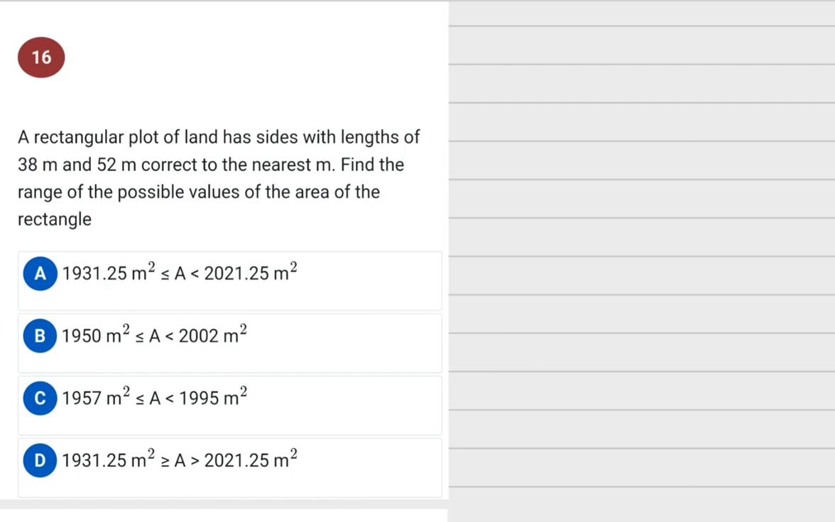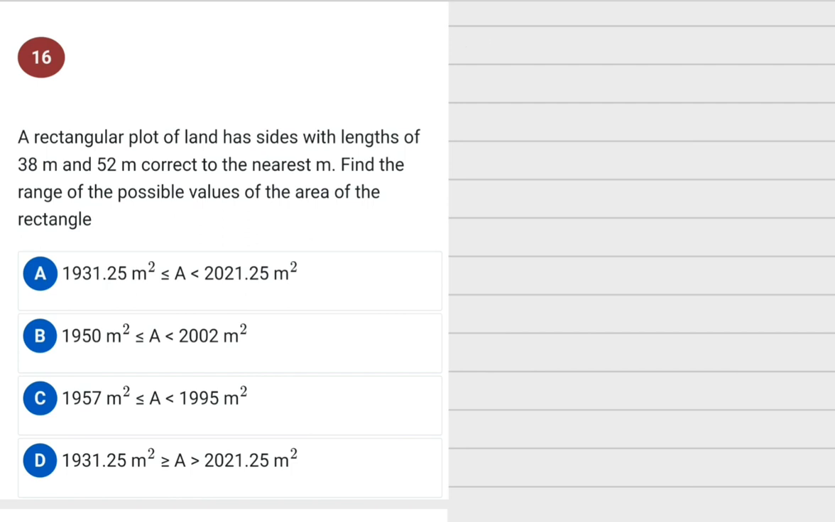Welcome to Chori Maths. I'll be continuing my JAMB Mathematics tutorials. This is the second part. I've done part 1 already that contains questions from number 1 to 15. So I'll continue with number 16.